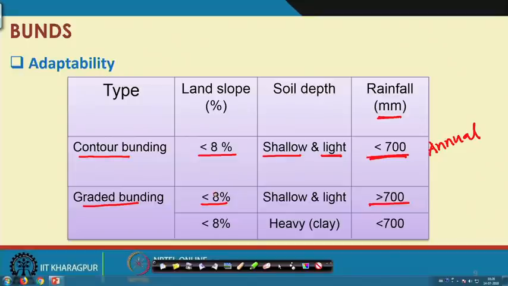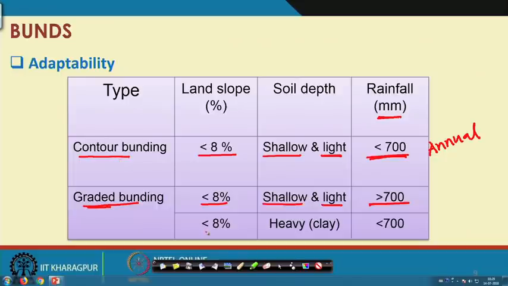On the other hand, if we consider graded bunding, where the function is safe disposal of water from the area, then we have two cases. One is when the annual rainfall is greater than 700 millimeters. In that case land slope conditions remain the same, less than 8%, and the soil should be shallow and light. So, if shallow and light, less than 8%, and rainfall is greater than 700 mm, then we go for graded bunding, because we do not want water to stand, we want safe disposal of water. If it is less than 700, then we go for contour bunding under similar conditions.